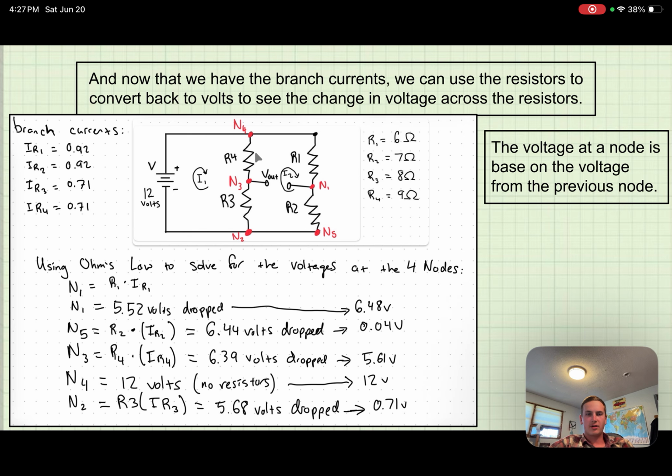Okay, so these are all going to be measured at the node points, right? N4 is obviously 12 volts. And then across this resistor, there's going to be a voltage drop. Take this voltage here, go across this resistor, there's going to be another voltage drop. And same thing over here, right?